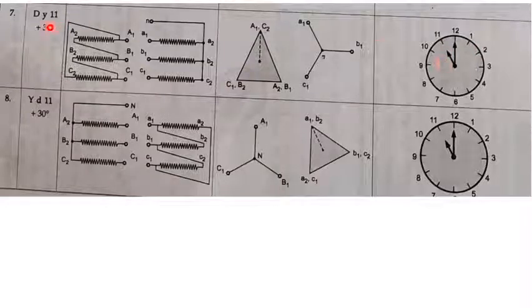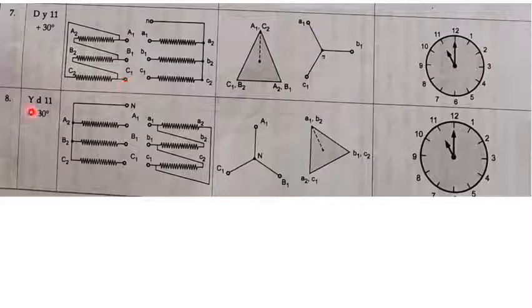So it is called D by 11. That is, the primary winding is delta connected and secondary winding is star connected, with 30 degree phase displacement. So this is delta connected and star connected with 30 degree phase displacement, you will get 11 o'clock.